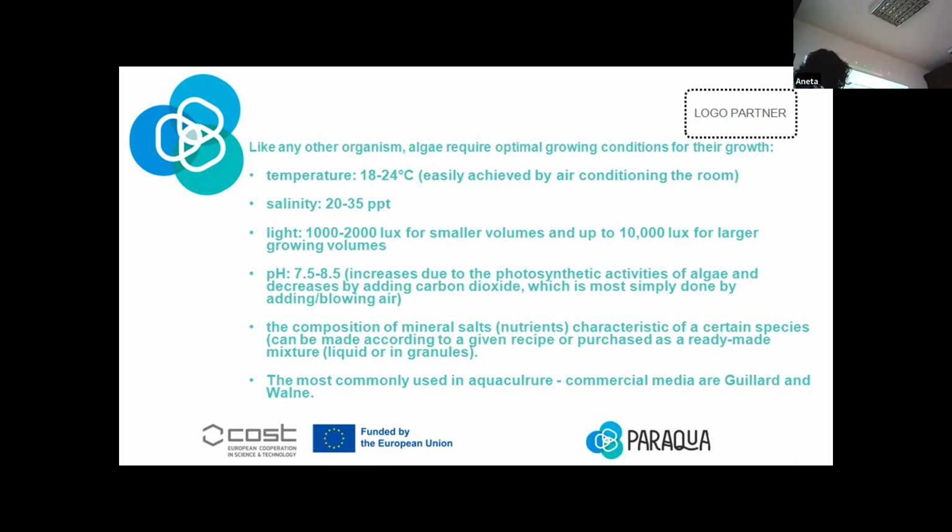What they need are just these basic requirements for some optimal growth. For example, in aquaculture, temperature that is used is 18 to 24 degrees, salinity if we are talking about marine algae, alkalinity or water hardness if we talk about freshwater algae, then light, and light for smaller volumes is mostly used at 100 to 200 lux, 1000 lux, and up to 10,000 lux for bigger volumes.